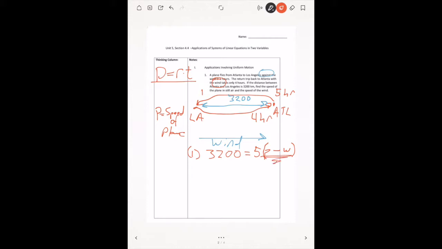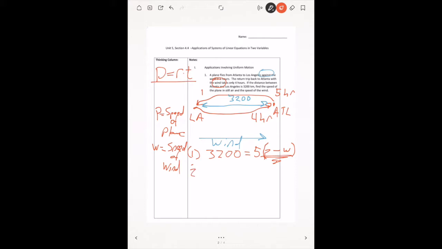This right here is how fast we're actually going. We have the speed of the plane, and then we also have the speed of the wind to worry about. The wind is going to slow us down. That's what we need to take into consideration.